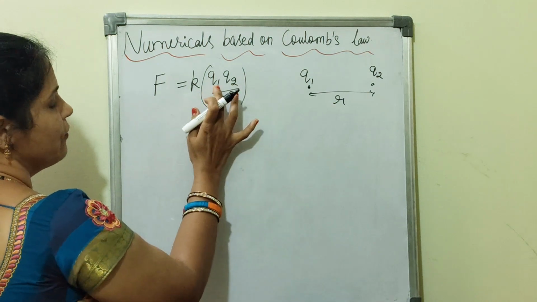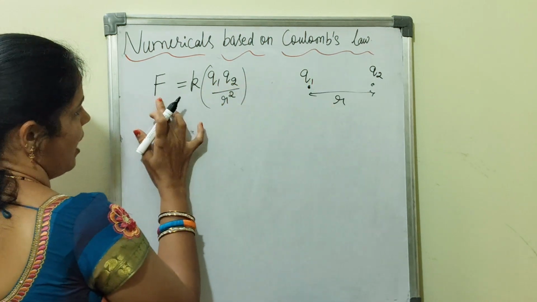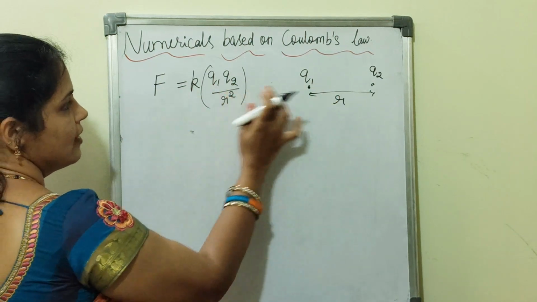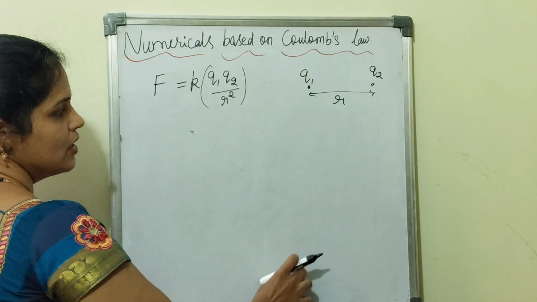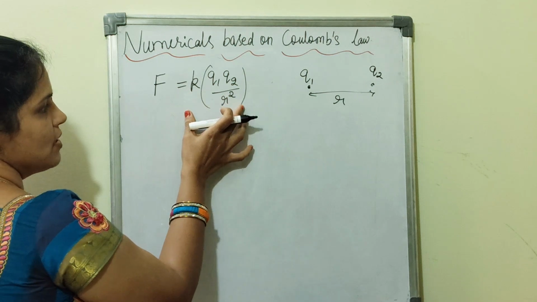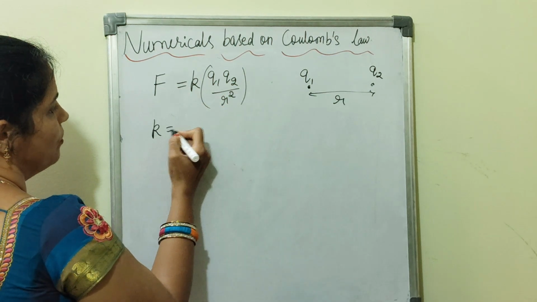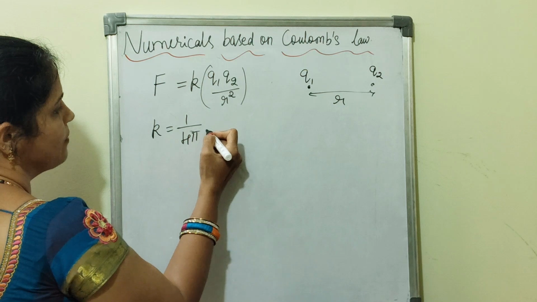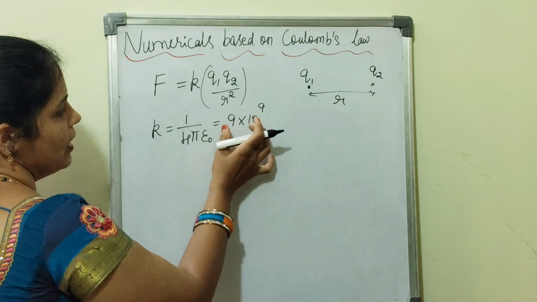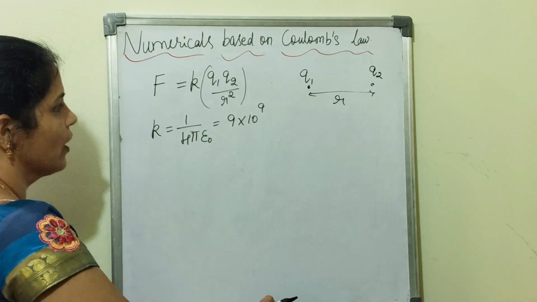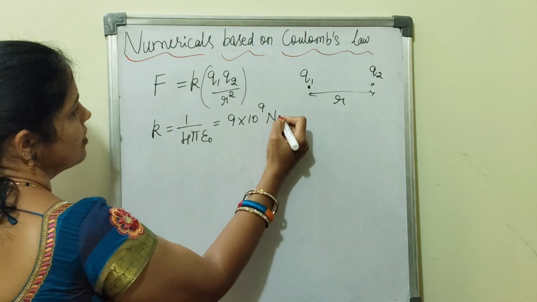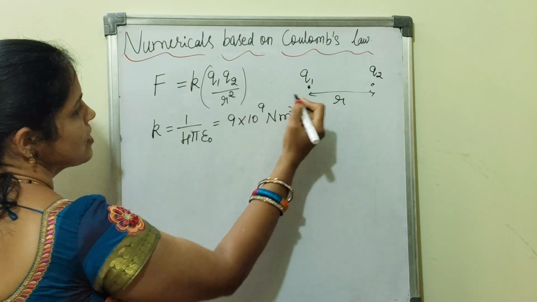They may ask to calculate the force between two charges. Charges are given and the distance between them is given, and you are asked to find the force between the two charges. So you use this formula where K, that is 1 by 4 pi epsilon naught, is 9 into 10 to the power 9. You have to substitute this number. And the SI unit is Newton meter square per coulomb square.